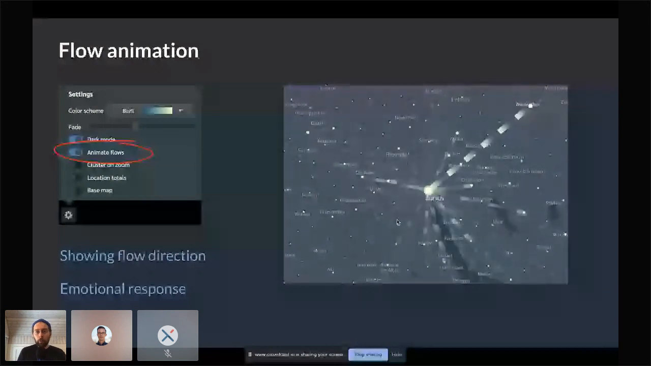But you should be careful with it because, for instance, if you use it for refugees, it can generate an emotional response you don't really want, like we are invaded. Yeah, but that's an option in Flowmap.blue.